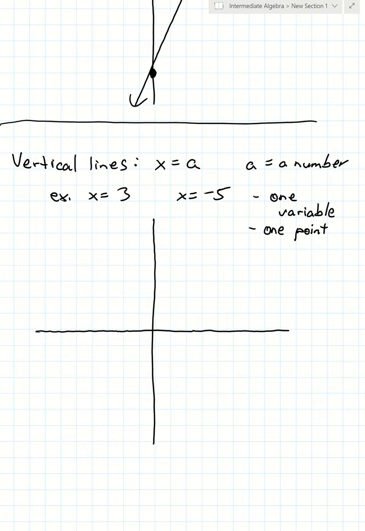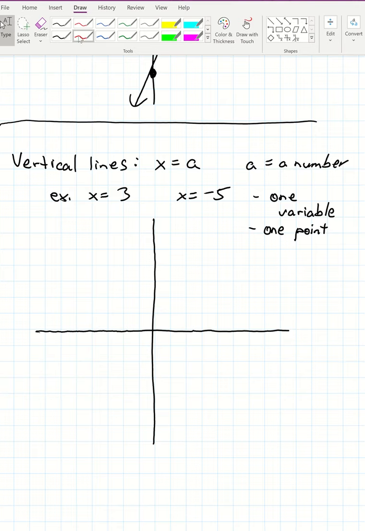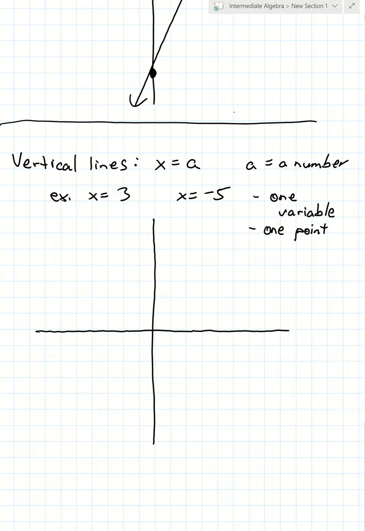So let's say we want to look at the graph of these. The graph of x equals 3: all you have to do is move along the x-axis to the positive 3. 1, 2, 3. And you put a dot. That's 3 on the x-axis. And since we have 1 point, we can now draw a vertical line through that 1 point.